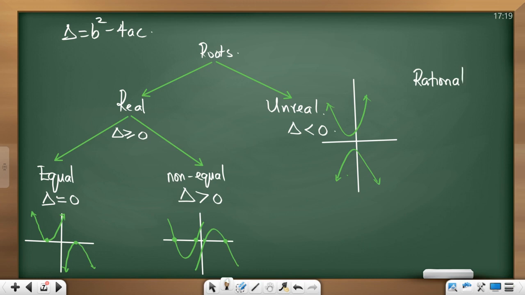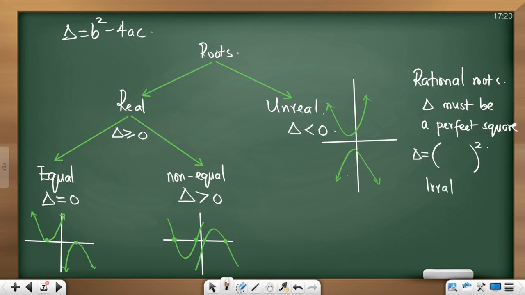Rational roots. The discriminant must be a perfect square. And what do I mean by a perfect square? It must be something that you can solve. After solving, there must be a square root. Then we say rational roots. Very, very important. That almost skipped my mind. The roots are real and rational. But if it is irrational roots, then the discriminant would not be a perfect square.